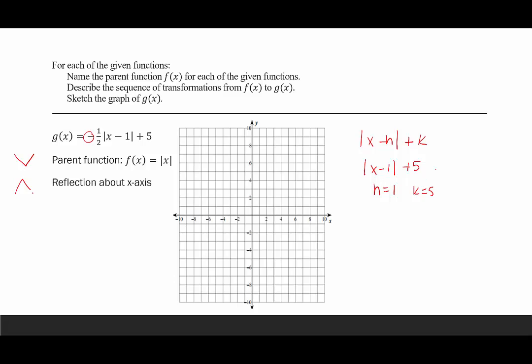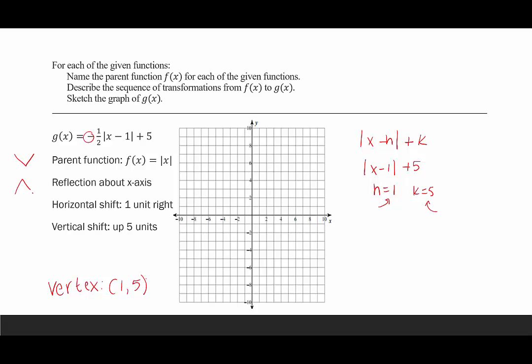H being 1 means that we are shifting this graph 1 unit to the right. K being 5 means we are shifting this graph up 5 units. And then from there, we could figure out the vertex, which I'll write down here. So the vertex, remember the vertex of the parent function would be at 0, 0. But this tells me I'm going to add 1 to 0 for the x-coordinate, add 5 to 0 for the y-coordinate, giving me a vertex of 1, 5.